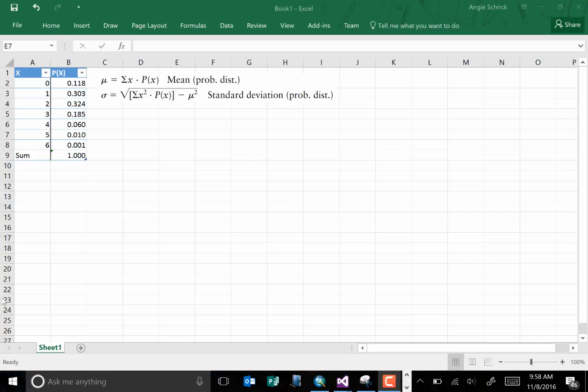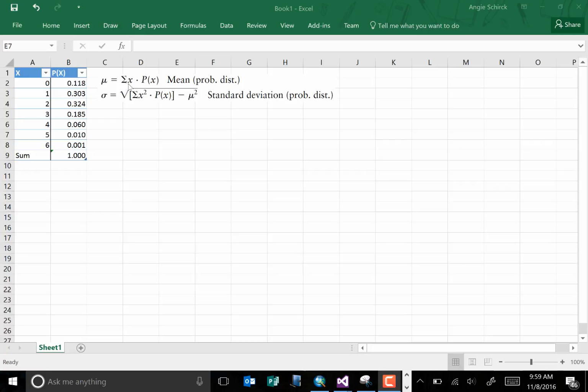In this video, I'm going to show you how to find the mean, the variance, and the standard deviation of a probability distribution. In the table here, we see a probability distribution, and we know that it's a probability distribution because the sum of the probabilities add up to 1, and all the probabilities are numbers between 0 and 1. So the formulas here for the mean and the standard deviation of the probability distribution are given.